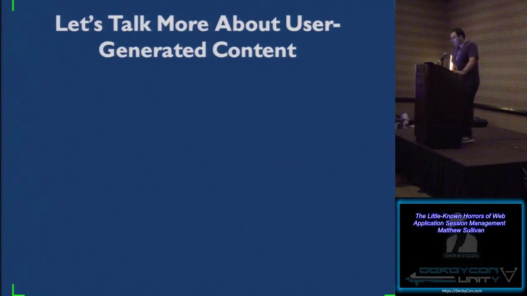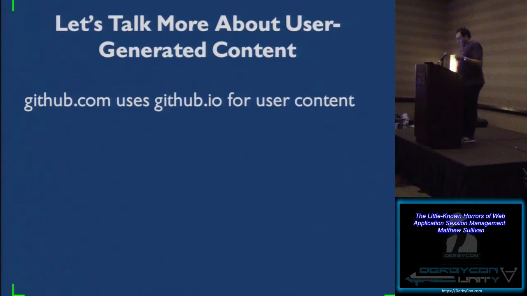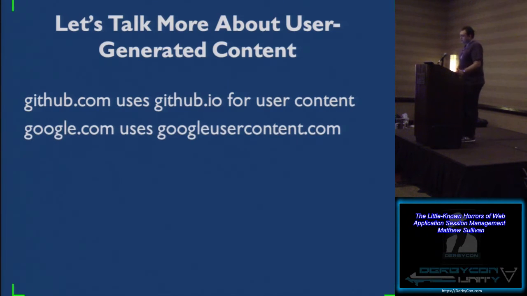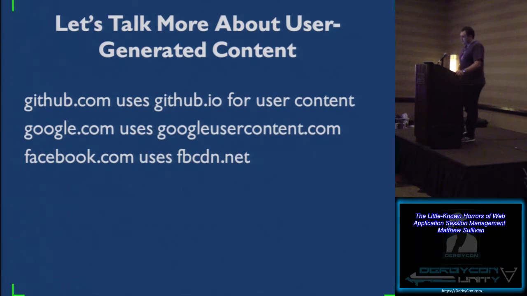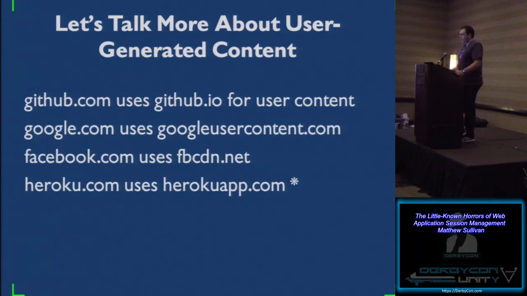So let's talk a little bit more about user-generated content. GitHub.com puts all this user-generated content, well, at least pages that serve HTML is how I really should phrase this, at github.io. Google.com uses GoogleUserContent.com. Facebook uses its Facebook CDN. And Heroku.com, which is an infrastructure as a service provider, uses HerokuApp.com. Why? Does anyone know?